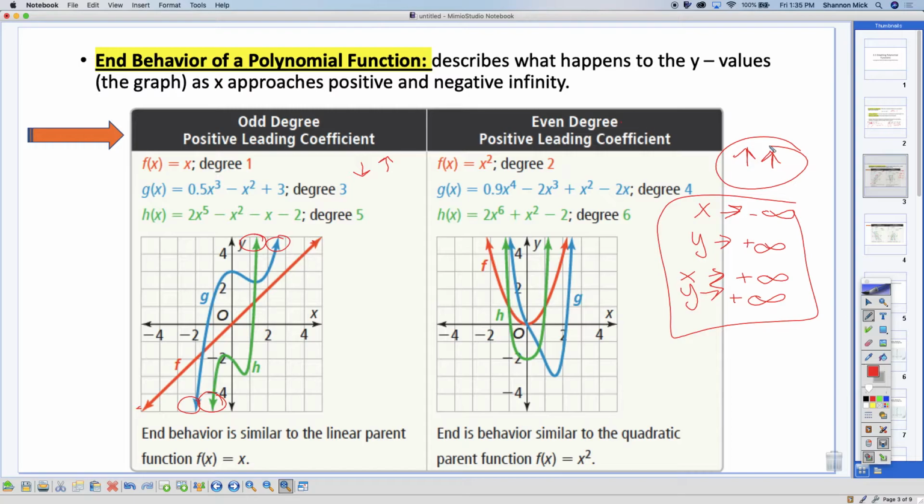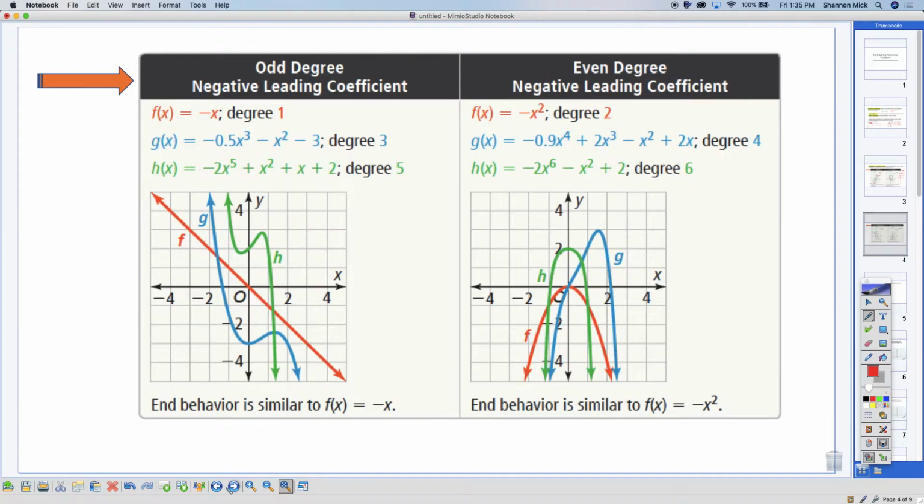Okay, is everyone done with this one? Okay, so here's my next one. When we have odd negative, it ends down, so that means it had to start where? Up. And when I talk about ends down, that means on the positive side, right? So everyone gets that. So then even negative is down, down.